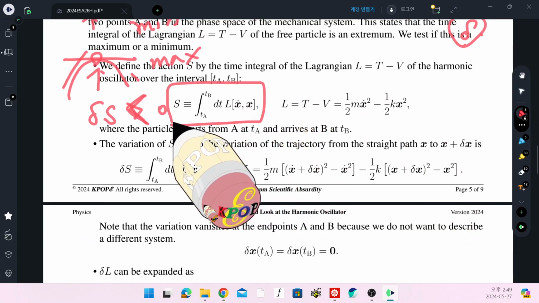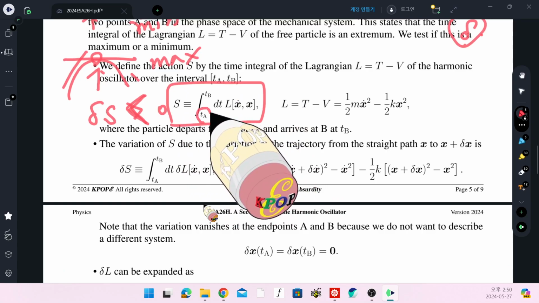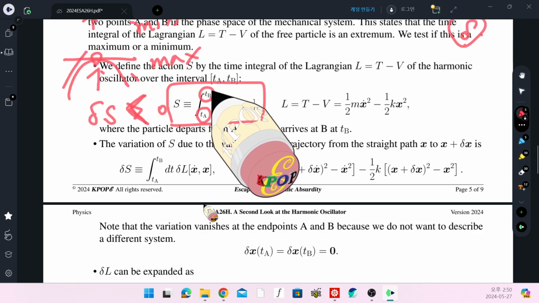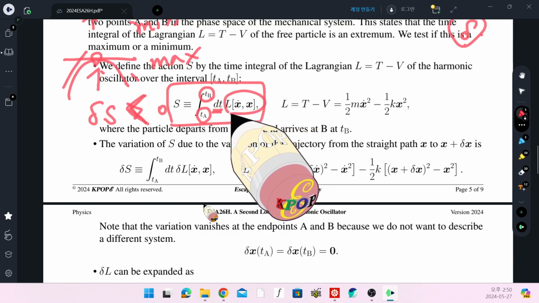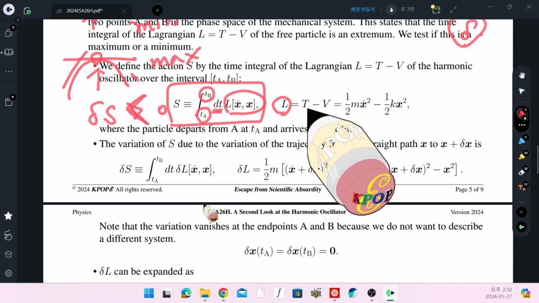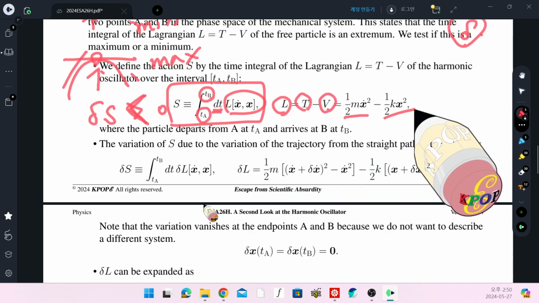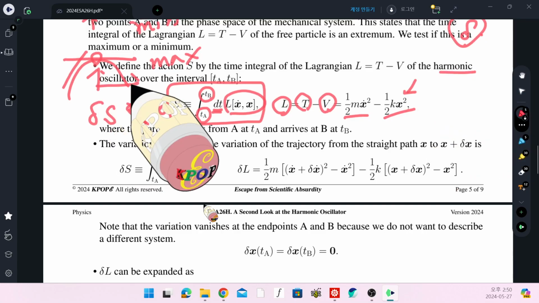Again, we define the action of a mechanical system as the time integral from the starting point to the end point. Starting time to end time, this time integral has the integrand called the Lagrangian that is defined by the kinetic energy subtracted by the potential energy. The shape of the potential energy may vary depending on the system, and right now we are interested in the harmonic oscillator, whose solutions are completely known.